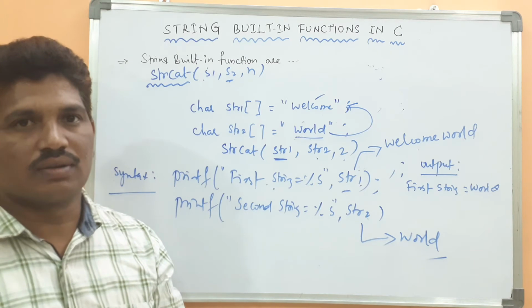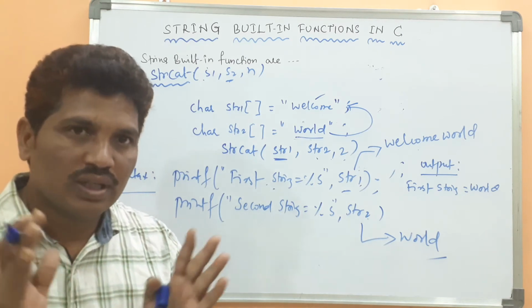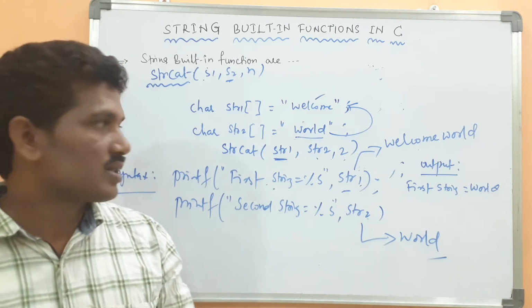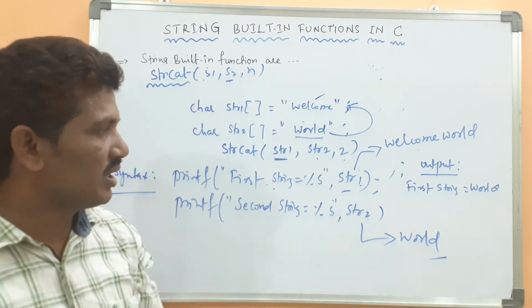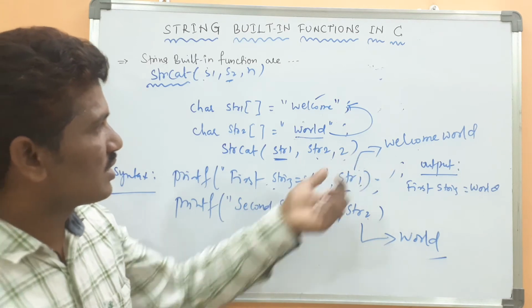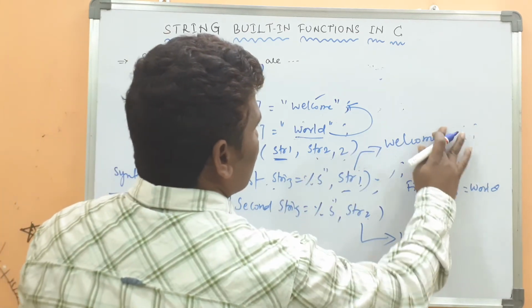Like that, with the string concatenation function also, I don't want to append all of the string at the end of the first string. I only require some characters. At that time, we go for this syntax: string 1, string 2, n, where n is the number of characters. Here, what is the output of this program? Then W only.